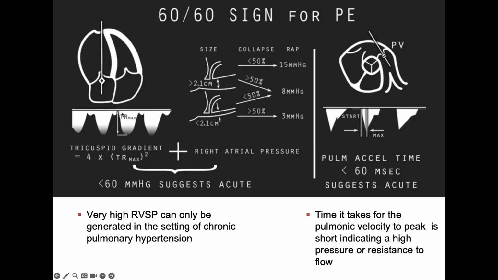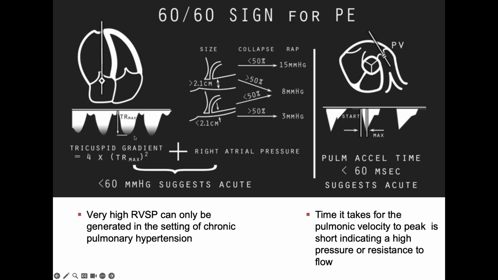But to calculate the 60-60 sign, we are going to get the RVSP. So first, this is an apical 4-chamber view. You can do continuous wave Doppler across the tricuspid valve. You're looking at tricuspid regurgitation, so the blood that's going back into the right atrium during systole. That blood is going away from the transducer, so that's going to be a negative Doppler shift. So here's your tricuspid regurgitation.